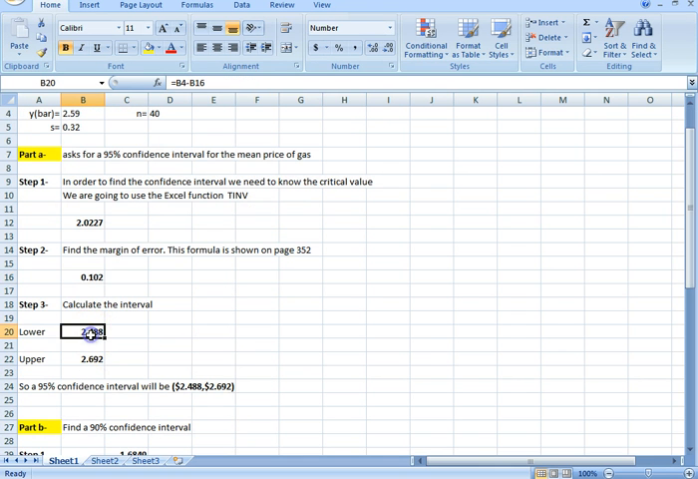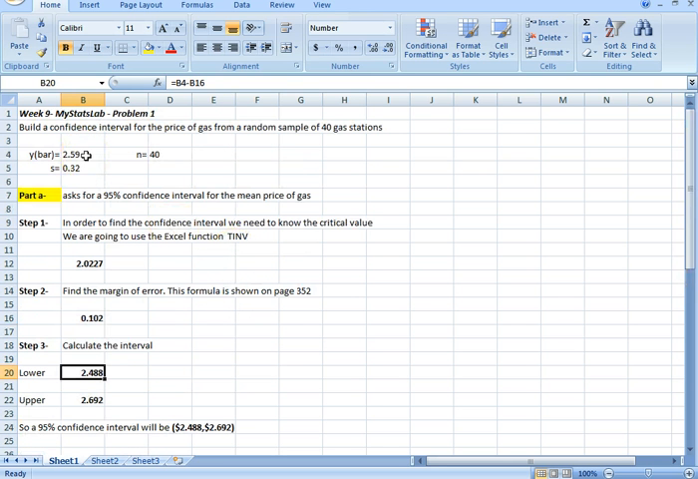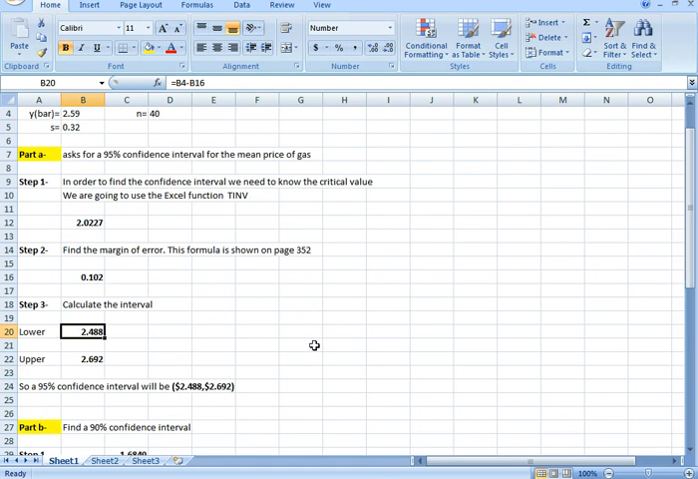Now that we have that, we can move on to step 3, where we calculate our intervals. So our lower interval will be B4, right here, our mean of 2.59, minus the margin of error, and we get 2.488. The upper part of our interval will be that same mean, B4 plus the margin of error, and we get 2.692. So a 95% confidence interval will be $2.488 up to $2.692. Not too tough using Excel, is it?